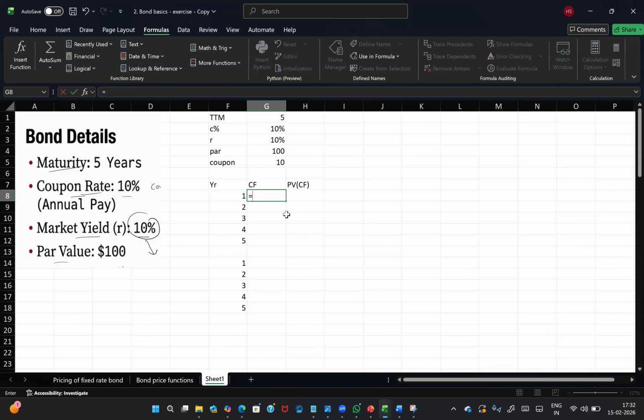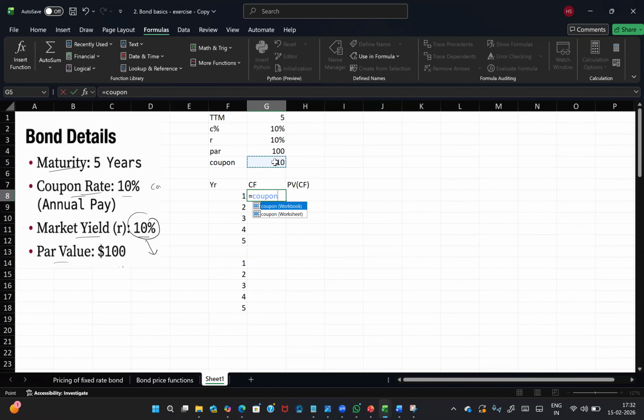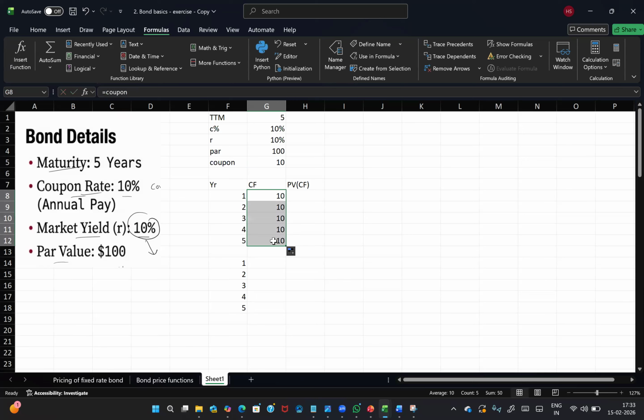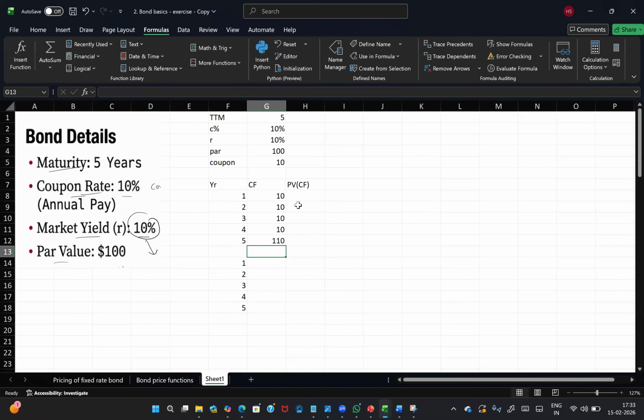Now the cash flow is nothing but, can I say, if I look at the cash flow diagram, every year I get the coupon. In our case, can I say the coupon is this? I've already named it as coupon. So what I'll do is I'll say equal to coupon and I'll drag it down. Plus in year 5, along with the coupon, can I say we also get back the par value of the bond? So I will write coupon plus par towards the end. Yeah, so that's the 5th year's cash flow.